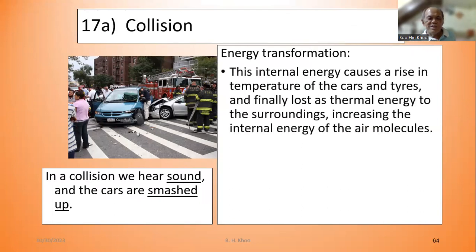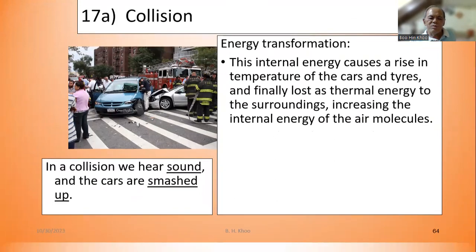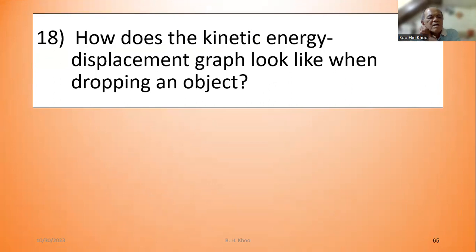Right? Transformation of energy. This internal energy causes a rise in temperature of the cars and tires, and finally is lost as thermal energy to the surroundings, increasing the internal energy of the air molecules. What does the work done against displacement graph look like when dropping an object?